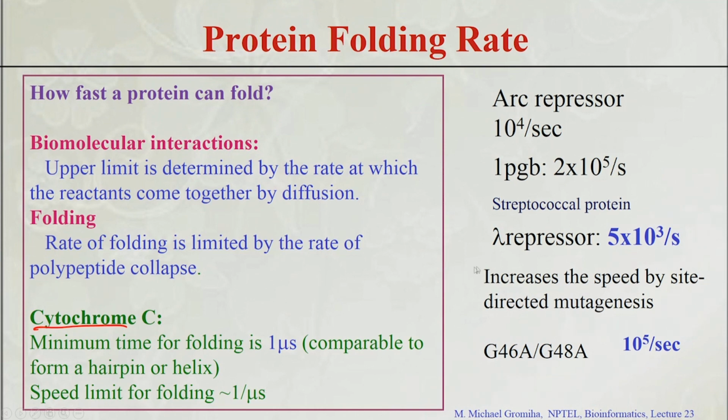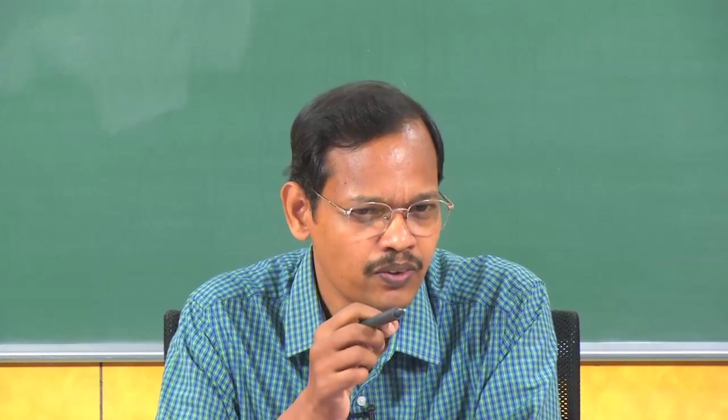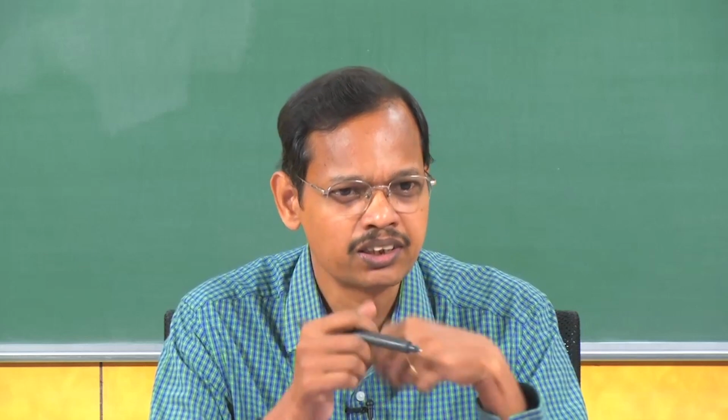Now, I show a few examples: arc repressor is 10 power 4 per second and lambda repressor is 5 into 10 power 3 per second, and so on. These are for the proteins. Likewise, you can also increase or decrease the folding rate by amino acid substitutions, like what we discussed about stability. By introducing a mutation we can enhance the stability of proteins. So, we identify the mutants which can enhance the stability and we can design proteins.